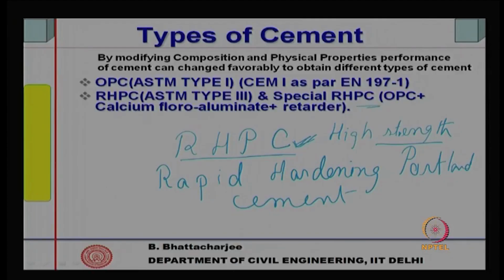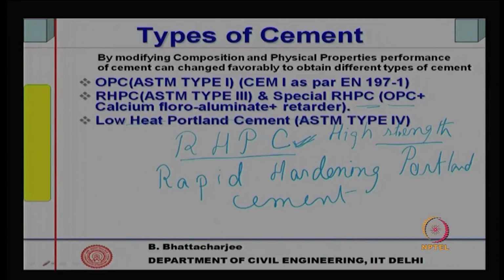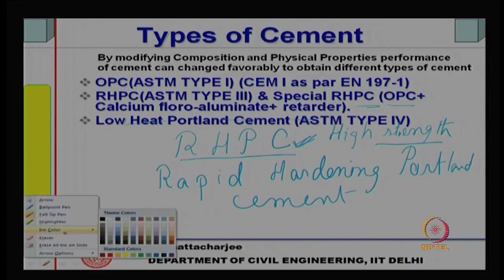Special RHPC could be OPC plus calcium fluoroaluminate plus a retarder. We will come back to this a little bit later on. First, we will try to understand what is RHPC, OPC. Maybe we will come back to this slide again if required. So, special rapid hardening cement is one which hardens much faster.